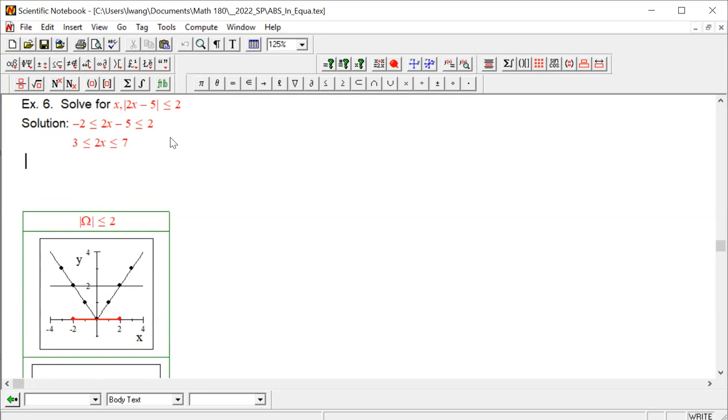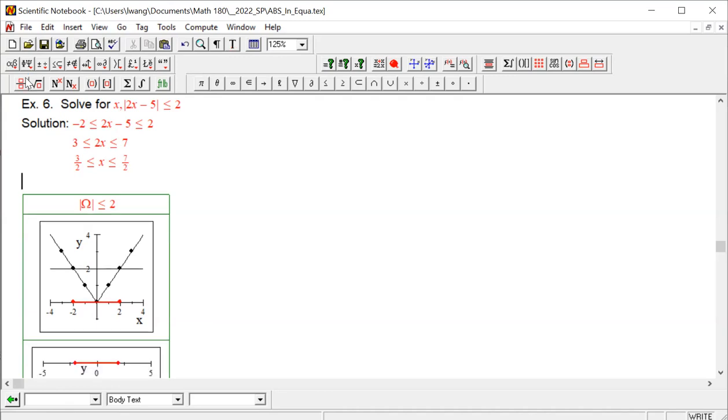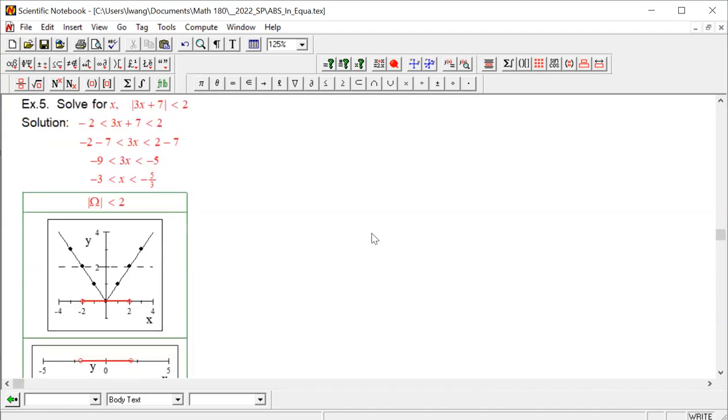And then what I do, I divide every side by 2. So 3 divided by 2, less than or equal to 2x divided by 2, less than or equal to 7 divided by 2. And that's it. It's finished. It's done. Okay, so how do you need to show the table and the graph? No, but you should have it in your mind.